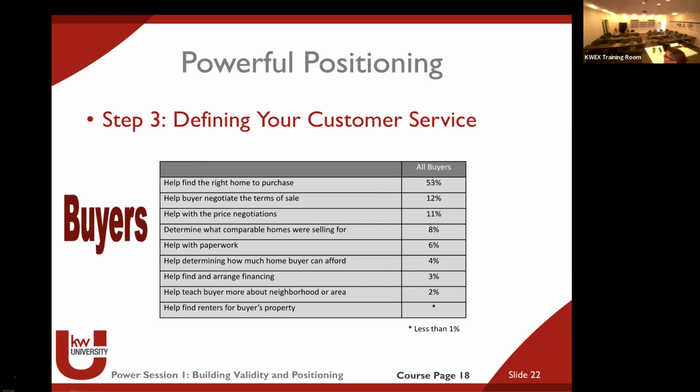So I wouldn't be surprised if this number were to change, but look at the margin. That 53%, that's the most important thing, help find the right home. And then look how small everything else is. Help buyer negotiate terms, 12%. I know, that should be 53. That should be 100, you know? Help with price negotiations, and again, this is where I put my value, in things that they don't really care about, you know what I mean?